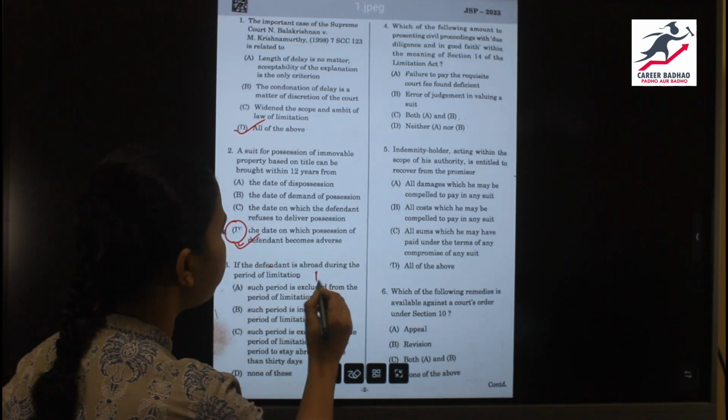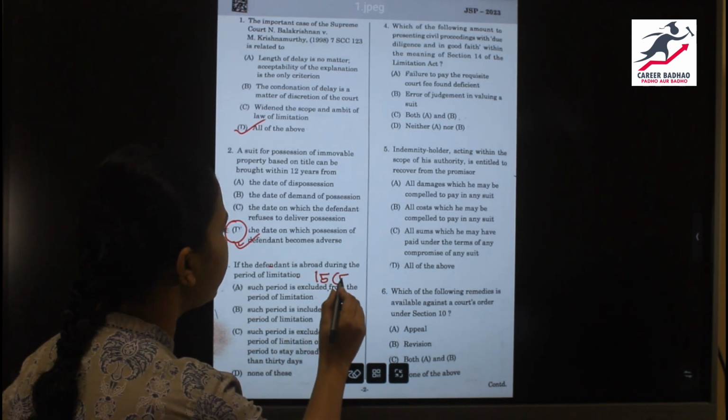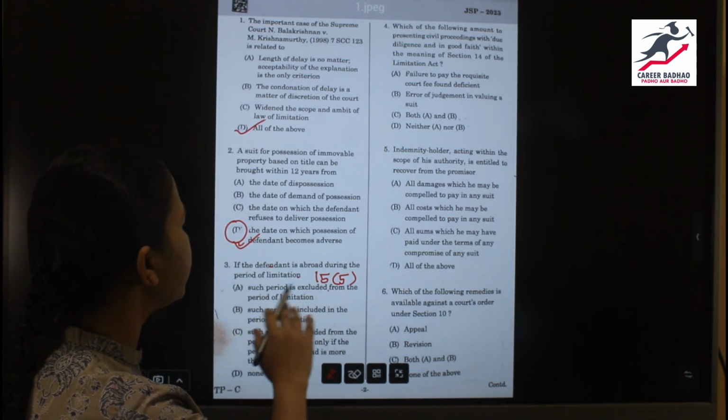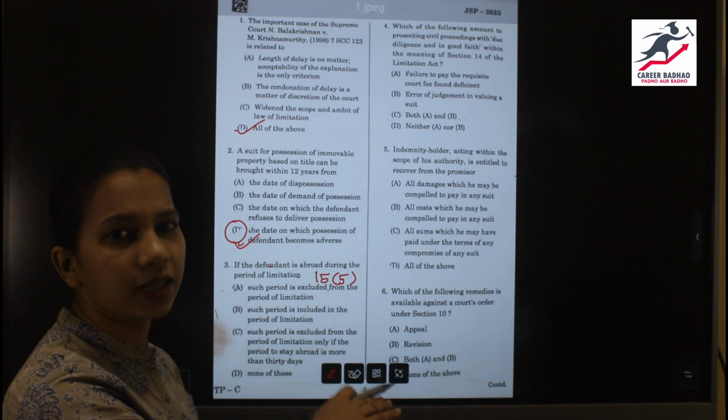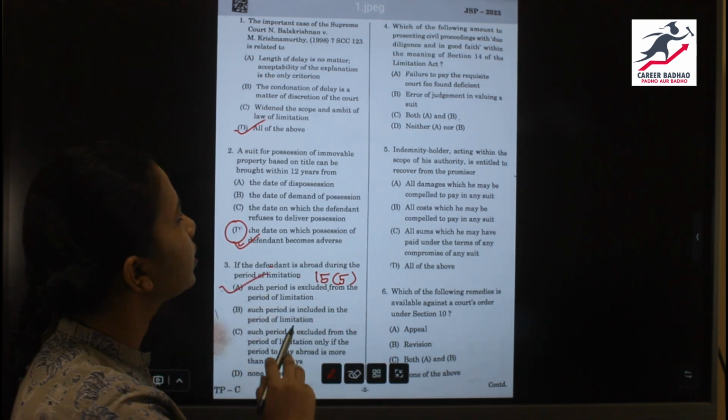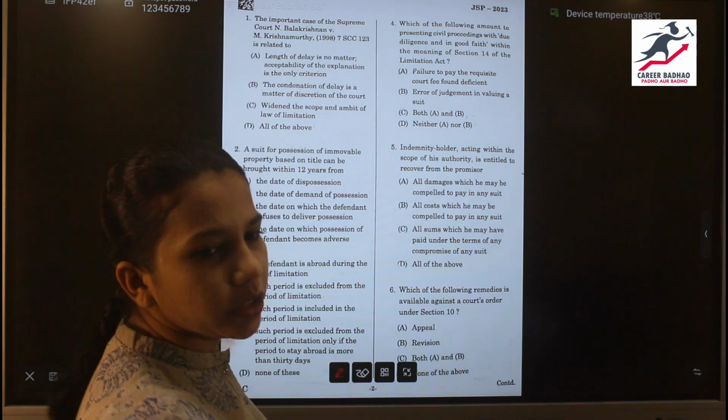So if you refer to section 15 clause 5 of Indian Limitation Act, it is very clear that when the defendant is abroad during the period of limitation, that is when he is absent, such period is excluded from the period of limitation. Let's move to question number 4.